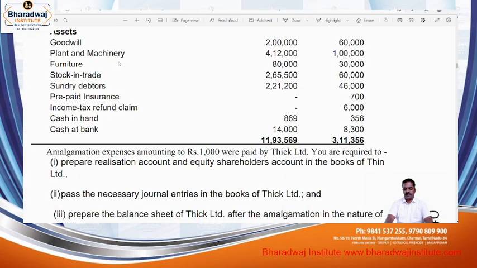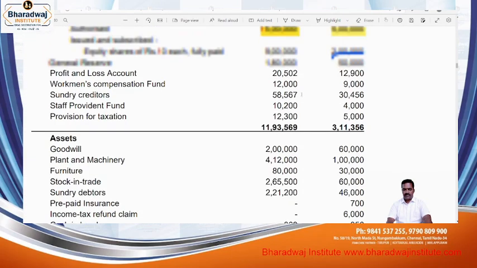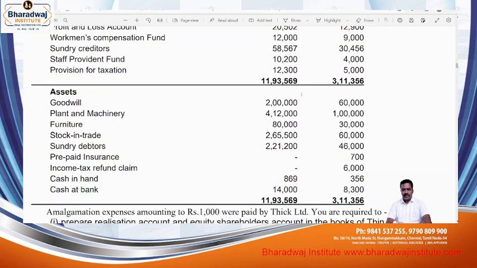Book value, right? Book value, 3,11,000.